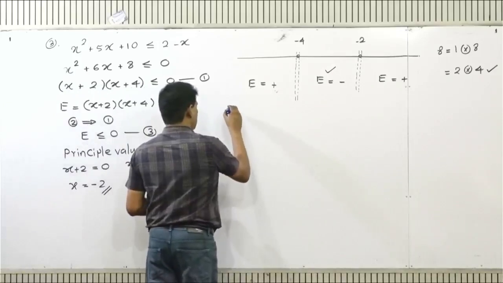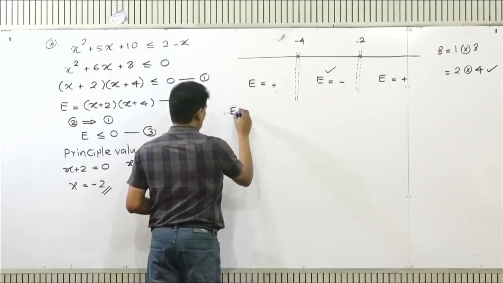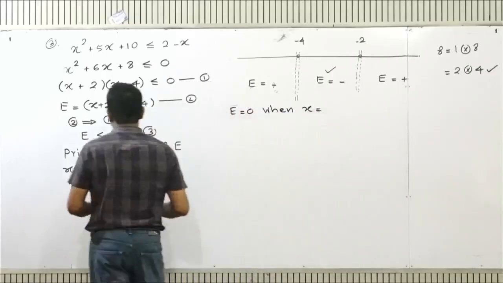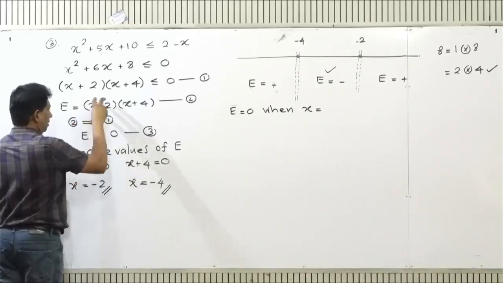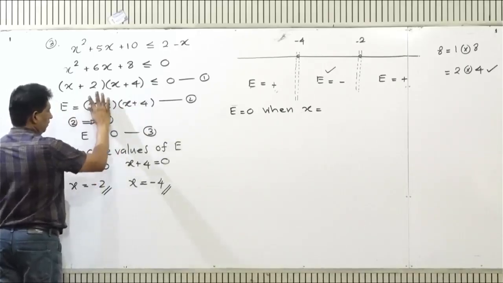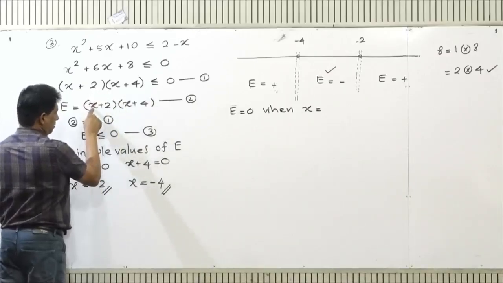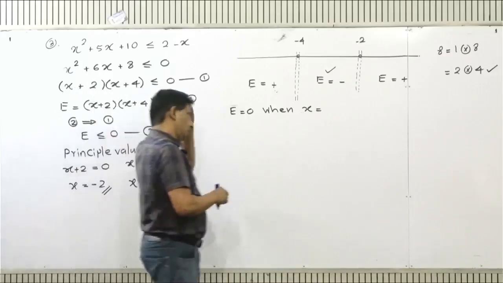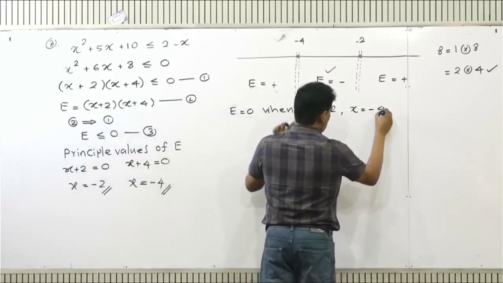Now we have to write when E equals 0, when x equals what. Here E is this factor and this factor multiplied. Then E becomes 0 if this factor is 0 or this factor is 0. This factor becomes 0 when x is minus 2. This factor becomes 0 when x is minus 4. So we have to write E is 0 when x equals minus 2 or x equals minus 4. You have to write this.